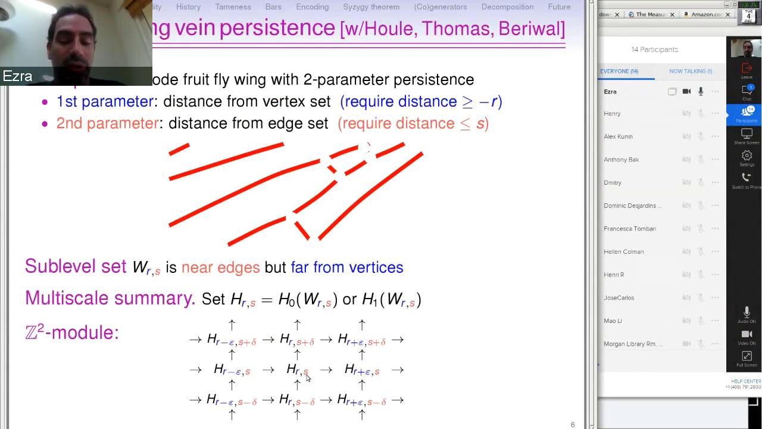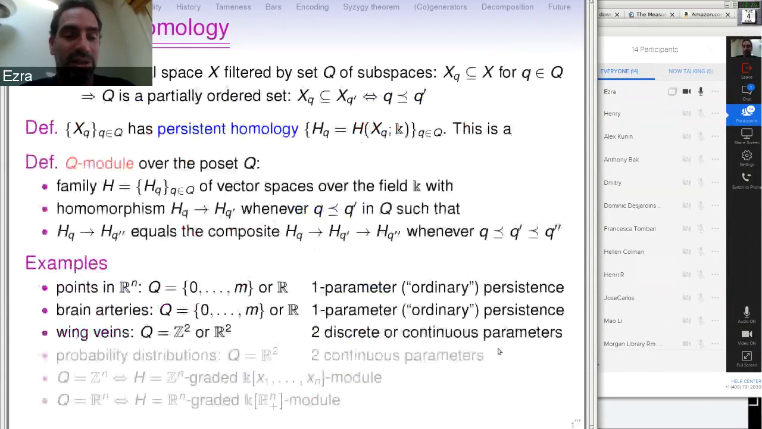When you let the semi-thickness go up, then you are getting more red stuff, thicker veins, and that's giving you a bigger topological space, so you get a map on homology that goes this way. And that's the point. So you can just say R minus epsilon goes to R plus epsilon, and S minus delta goes to S plus delta. You get this array, this diagram of homology vector spaces, indexed by here Z2, if you discretized. But the thing is, you didn't actually need to discretize. You could have just used R2 instead, but then you just have real two-parameter persistence instead of integer two-parameter persistence.